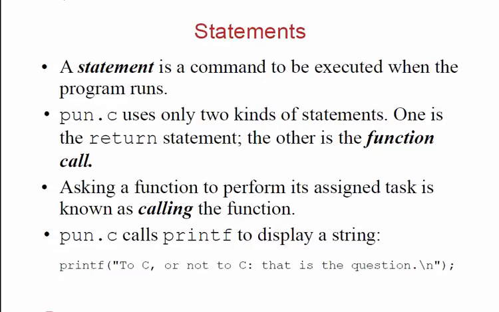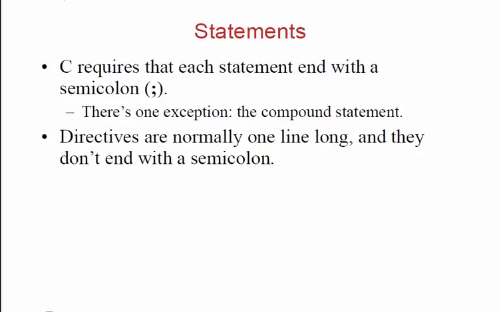As for the statement, just to know the definition, a statement is a command to be executed when the program runs. Here we need to save the previous program which we have looked into as pun.c. Every statement in C must end with a semicolon. That is another very important rule we have here: every statement in C must end with a semicolon.